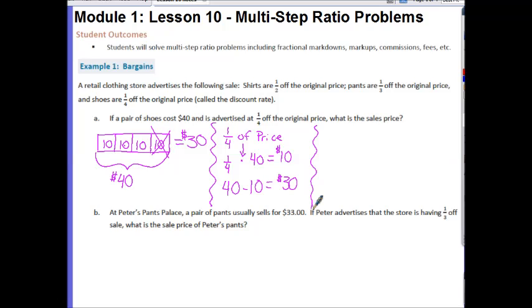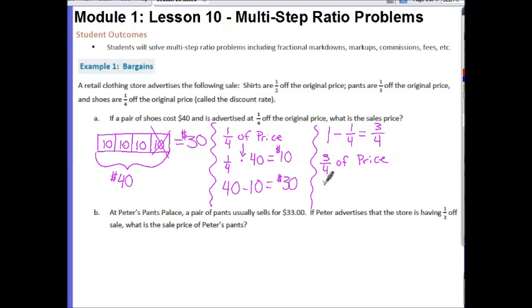A third way, and this is actually the method I prefer, and you'll see this a lot this year, is where we're going to think about the fact that if it's 1/4 off the original price, if I take 100% of the item and I take off 1/4 of the price of the item, I would be left with having to pay for 3/4 of the item. So I'm going to pay for 3/4 of the price. That's what I'm going to be responsible for.